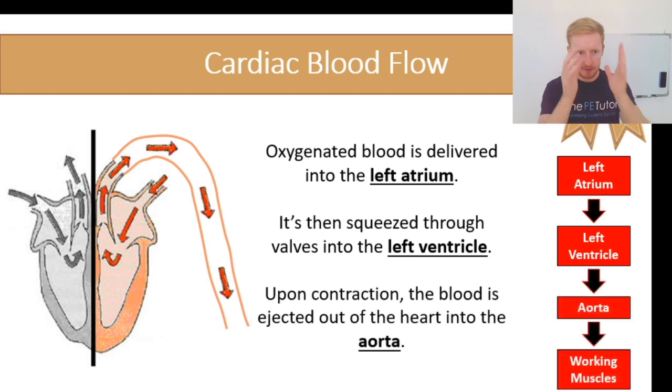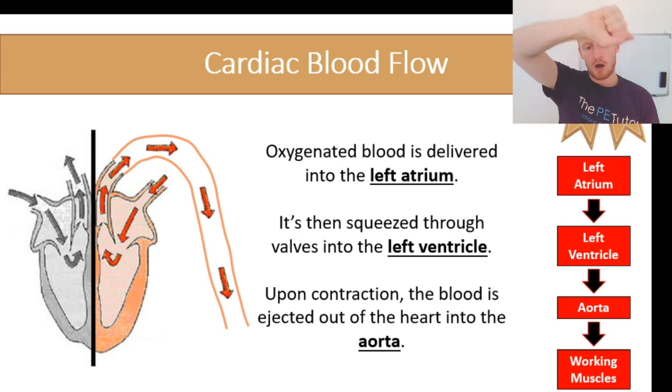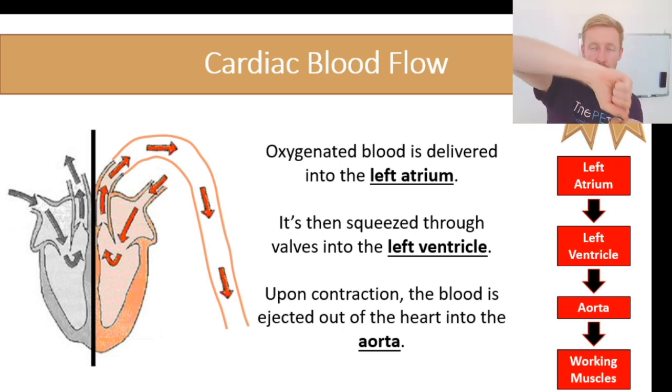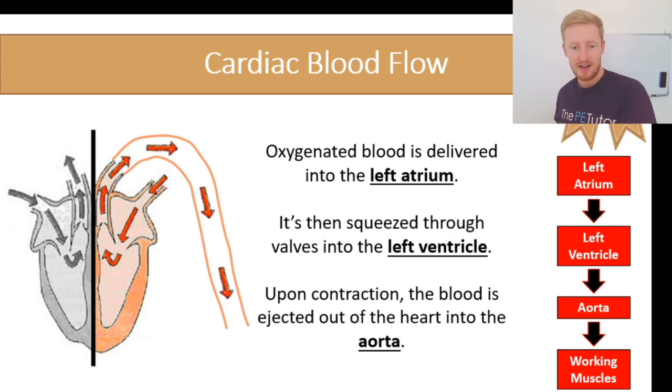So oxygenated blood to the left atrium squeezes it down into the left ventricle. The left ventricle then squeezes the blood out of the heart into the blood vessel, the aorta, which is an artery, because the aorta is taking blood away from the heart. And the aorta is then delivering that rich oxygenated blood to the rest of the body. And in the context of sport, we care primarily about working muscles.